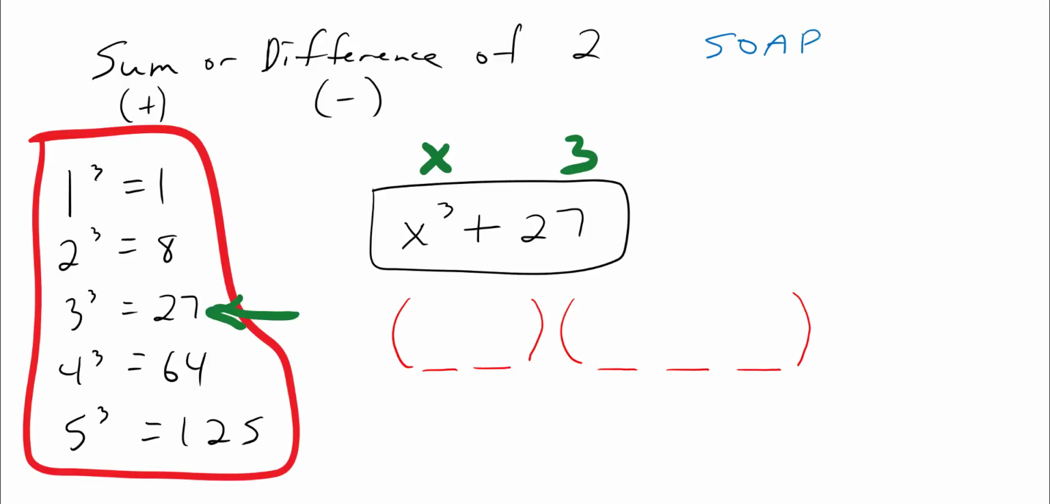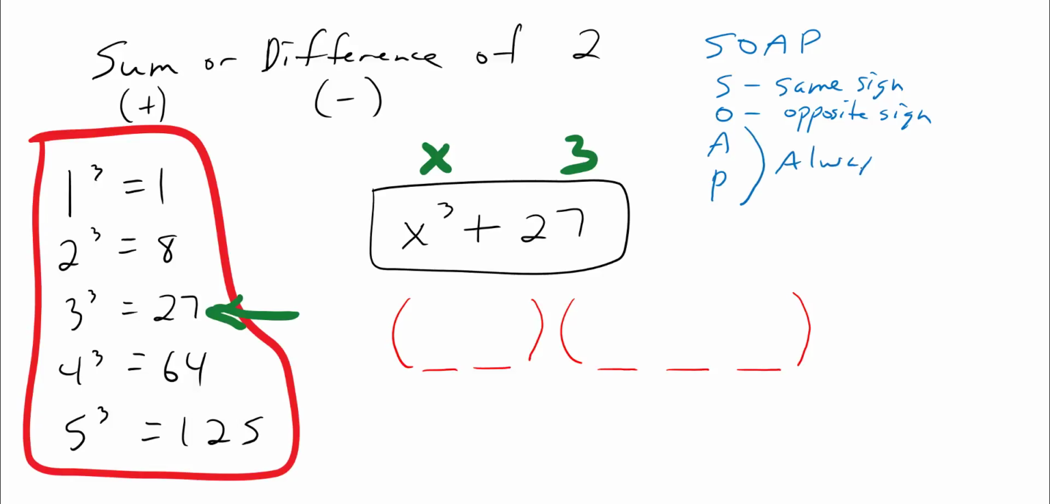S-O-A-P. All right? So let me write this out first, and then I'm going to apply it. SOAP stands for: S stands for same sign. O stands for opposite sign. And AP is one thing. It stands for always positive.